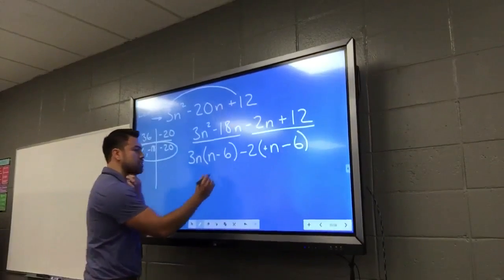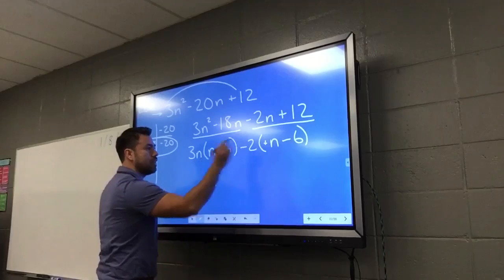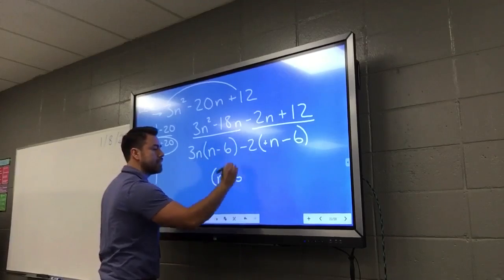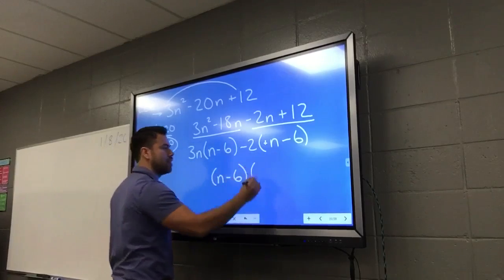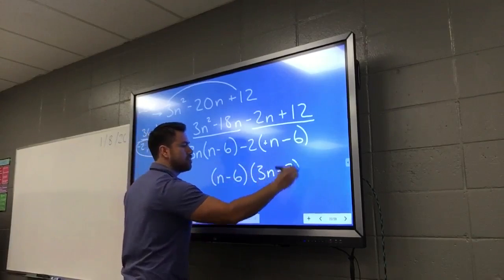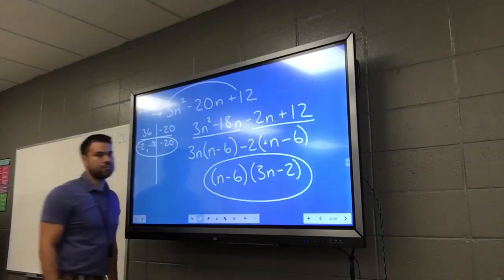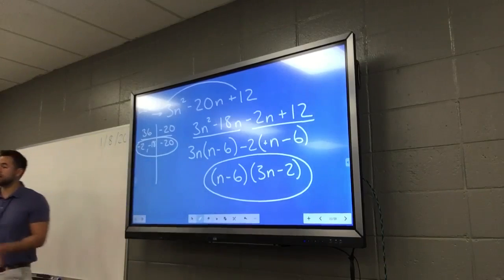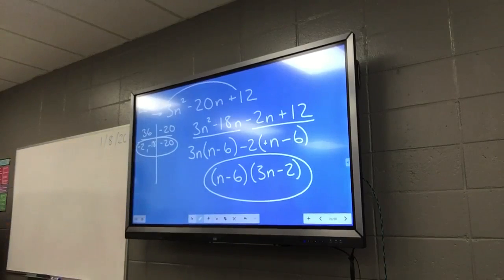Okay, so what's your GCF of these two? n minus 6. What's left? 3n minus 2. And that's how you get it. So you can move things around as long as you do it mathematically according to those properties. Someone's already asked this, but can you do it the opposite way? 3n minus 2, and then n minus 6. You tell me why. Yeah, there you go. All right.